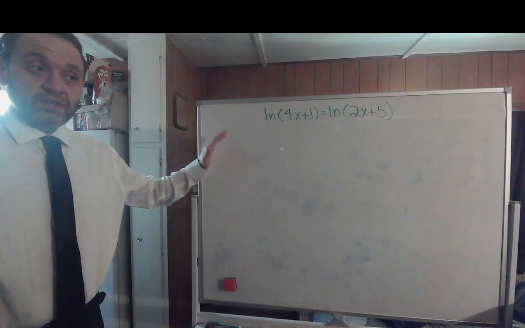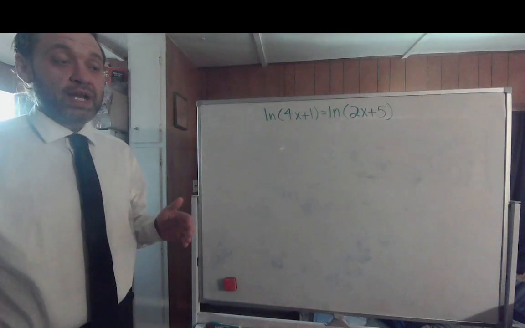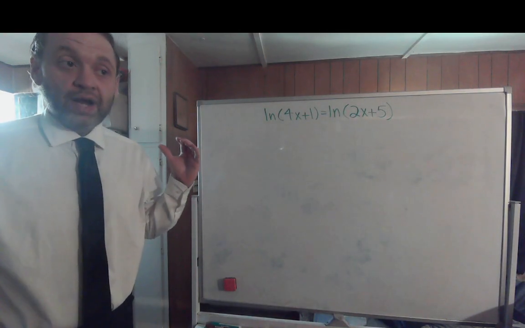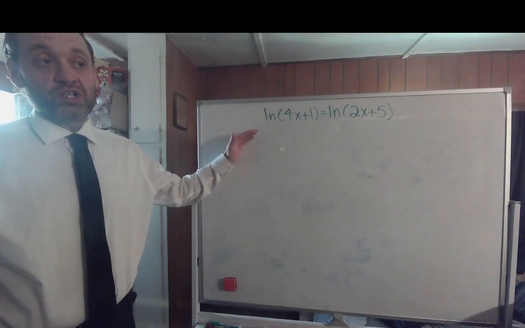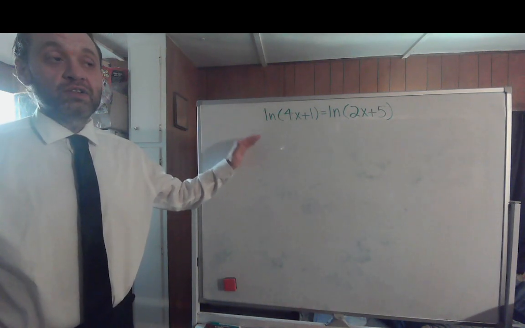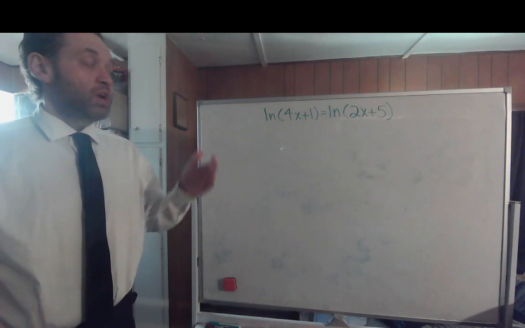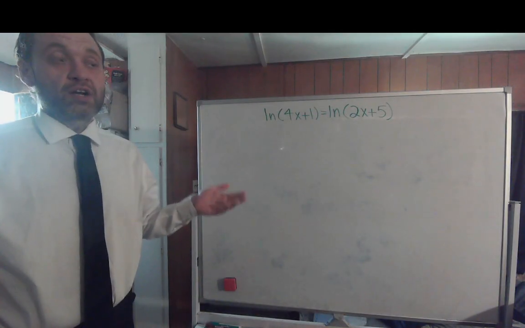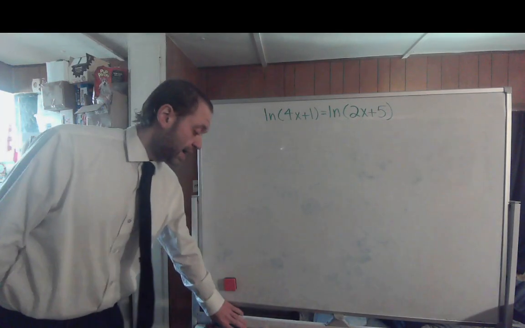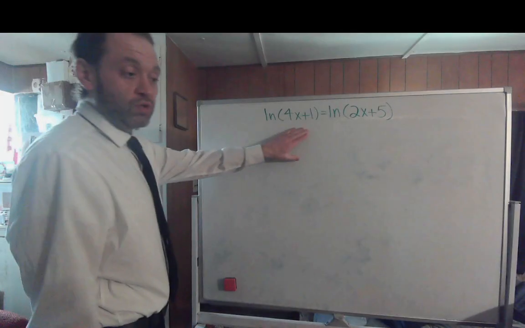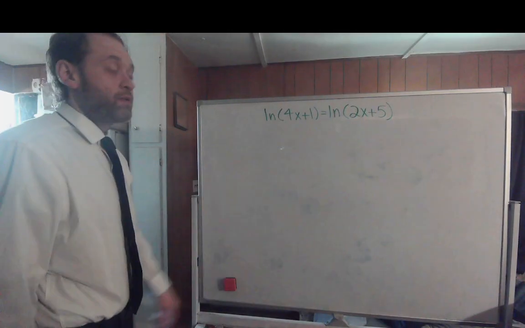Now for logarithmic functions, x does have a specified domain of all numbers greater than 0. So when we solve logarithmic equations, we have to check for extraneous solutions, which are basically any value of x that would cause an undefined expression, like the logarithm of 0 or a negative number. So let's look at what we have here. We have the natural log of 4x plus 1 equals the natural log of 2x plus 5.